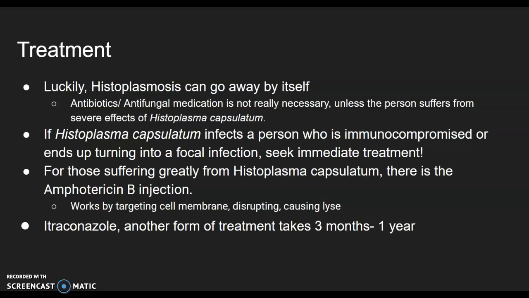It's called amphotericin B injection. It works by targeting the cell membrane, disrupting it, and causing Histoplasma capsulatum to lyse. And there's another form of treatment that takes 3 months to a year.